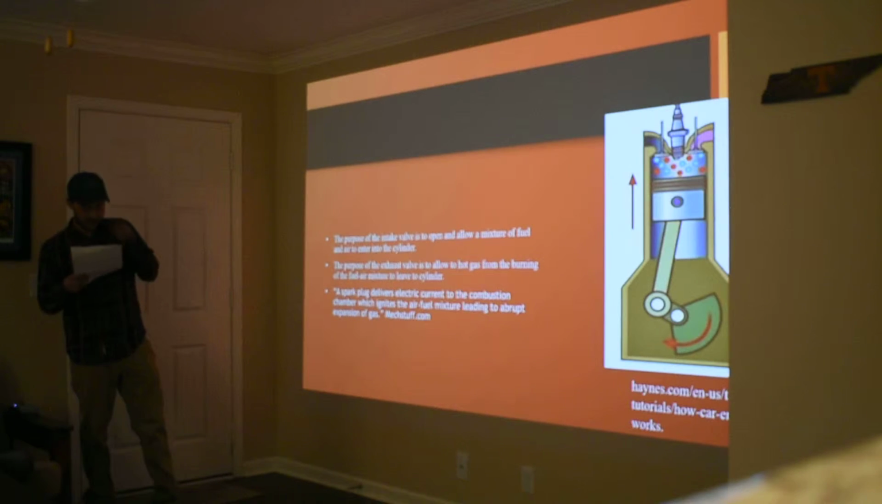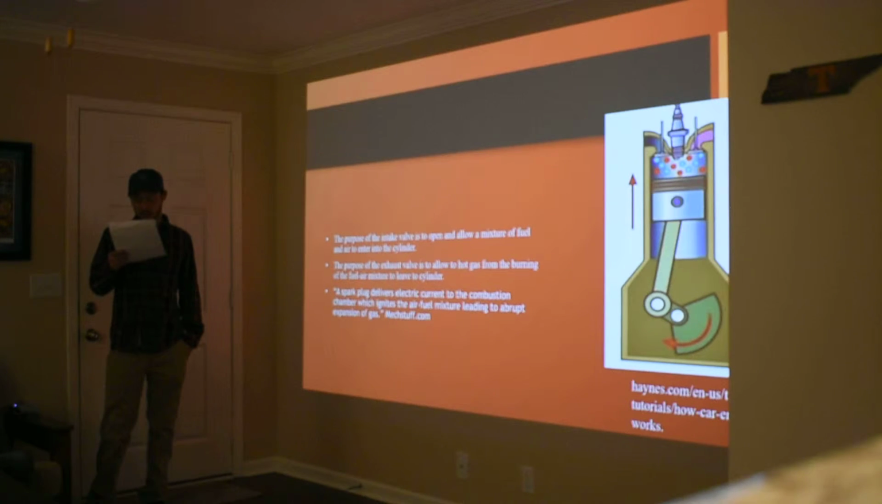The next component group we'll look at is the intake and exhaust valves and the spark plug. Your intake valve, the purpose of it is to allow the fuel-air mixture to enter the cylinder. And then your exhaust valve, the purpose of it is to open up and allow, after the fuel-air mixture is burned, the exhaust gas to exit the cylinder. And then the spark plug, its job is to ignite the fuel-air mixture.